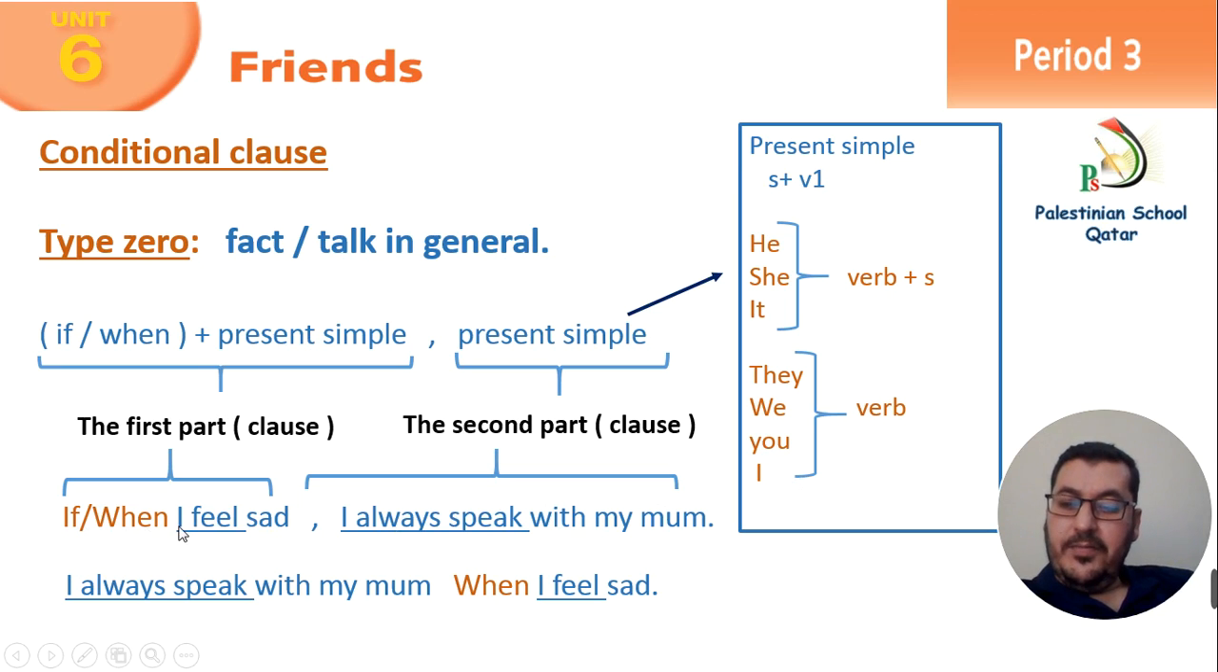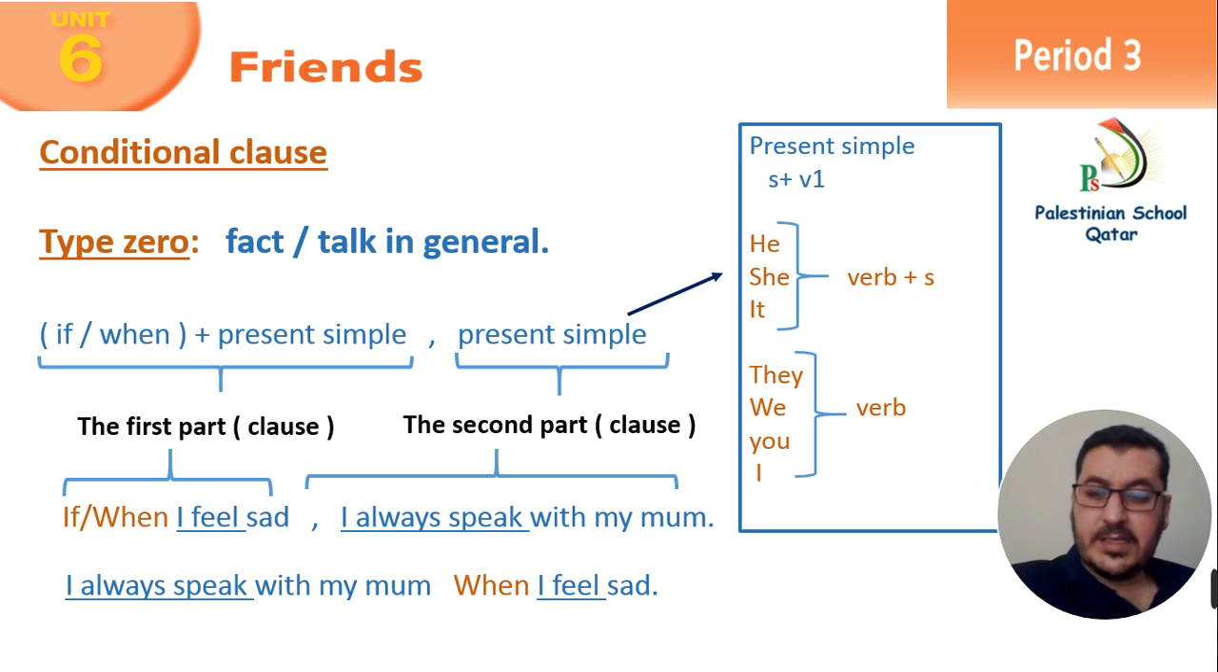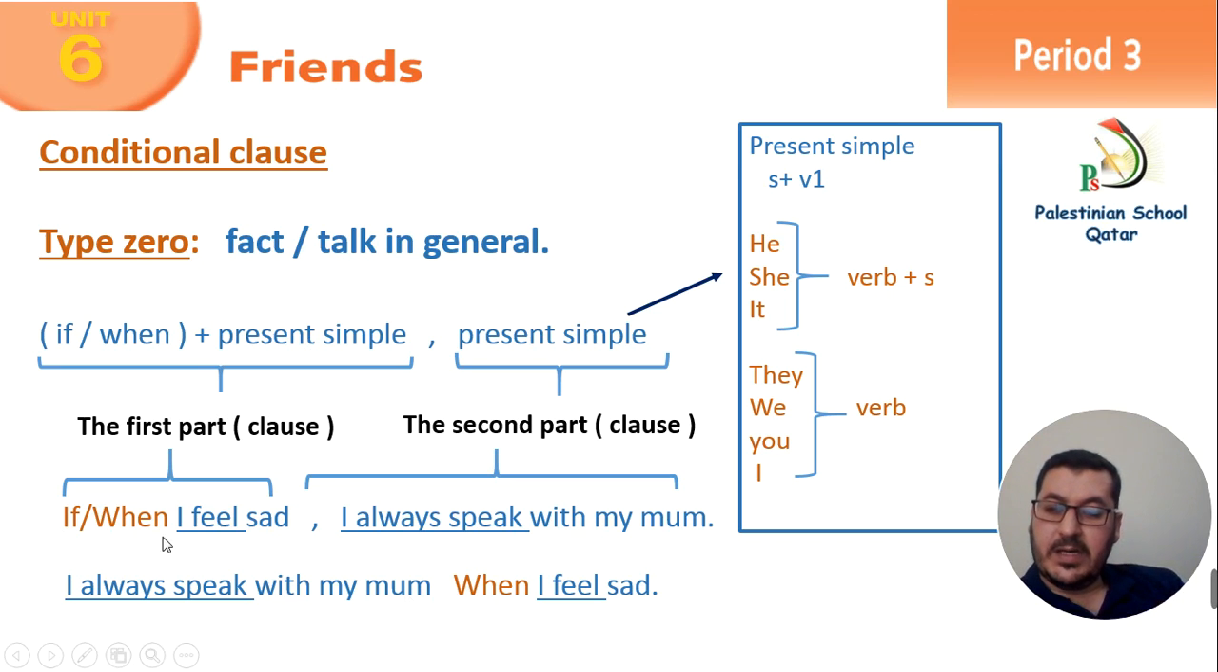Now, if I feel sad, I always speak with my mom. This is the first part, but we can change the sentence upside down like this: I always speak with my mom when I feel sad. So here in the first sentence we put the first part with if in the first place, but in the second sentence we put it in the second place. So it is ordinary, and we can use this in two ways. You can put the if clause or when clause in the first part, or you can put it in the second part.